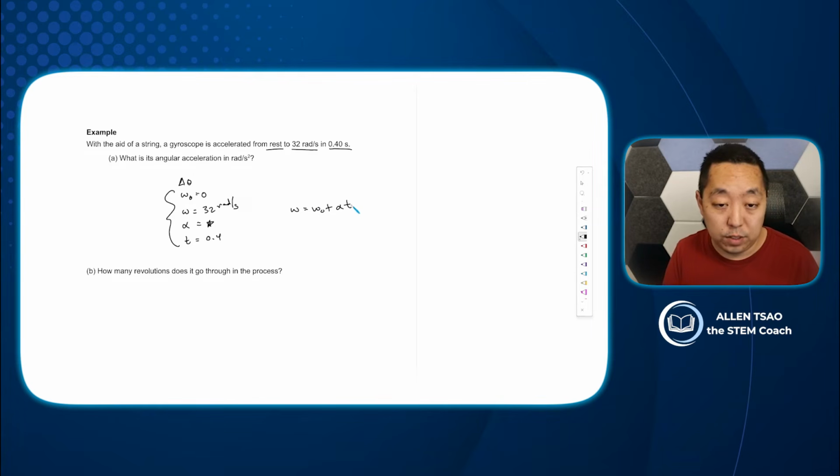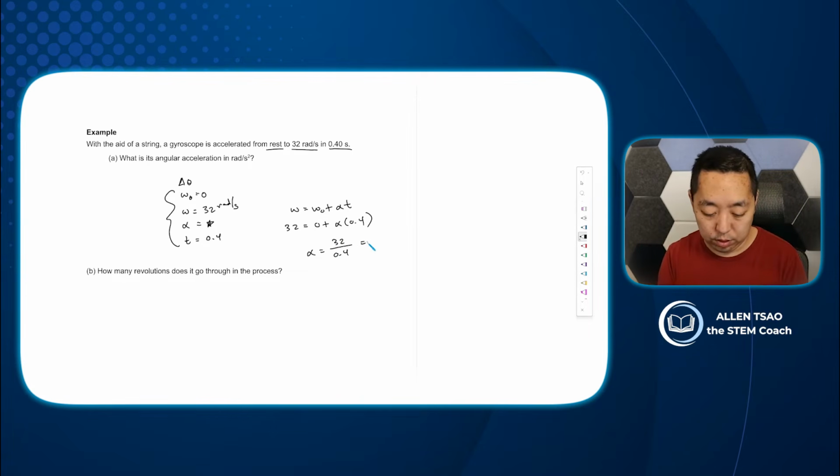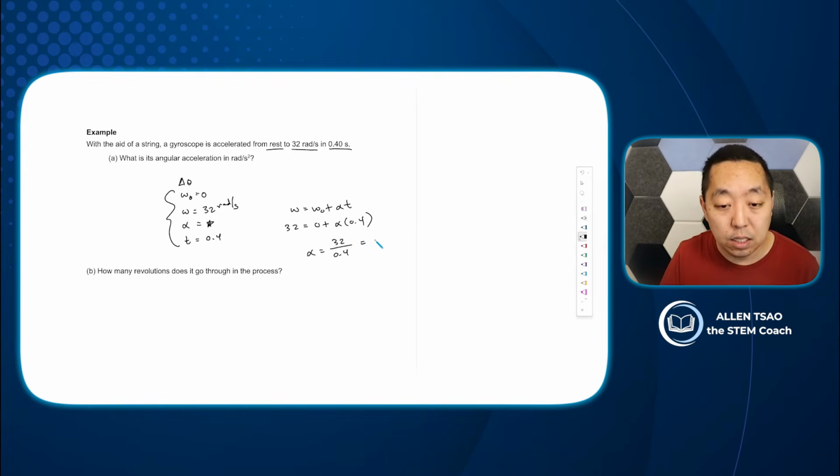So it's going to be 32 is equal to 0 plus alpha times 0.4. Then alpha is going to be 32 divided by 0.4, and we will get 80. And that's going to be radians per second squared. Instead of meters, it's radians.